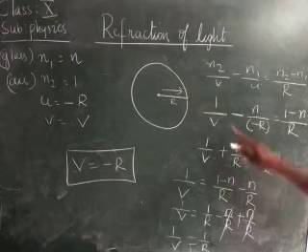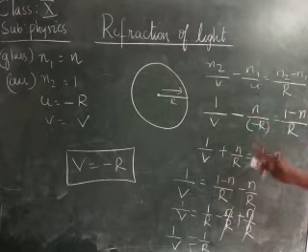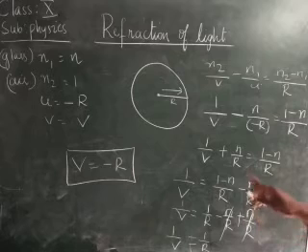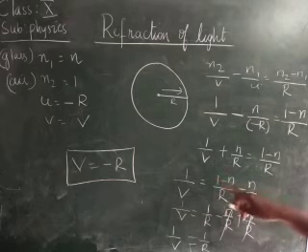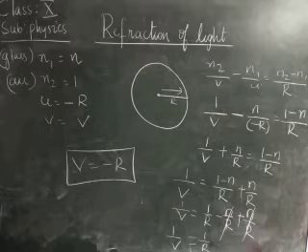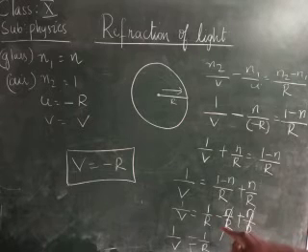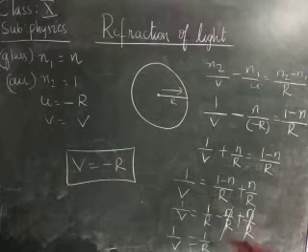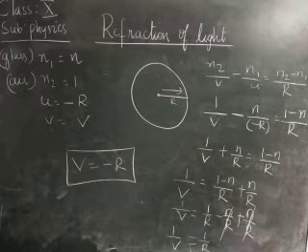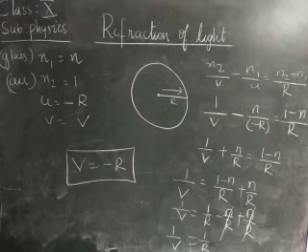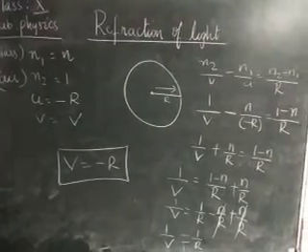Therefore here we get 1 by v plus n by r is equal to 1 minus n by r, so 1 by v is equal to 1 by r minus n by r plus n by r, which cancel. Therefore 1 by v is equal to 1 by r, we get v is equal to minus r. Therefore children, the object distance is r, and in the same way the image distance is also the same r.